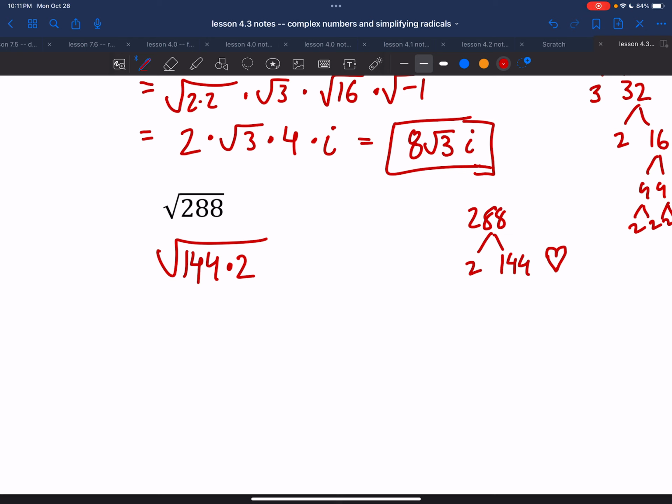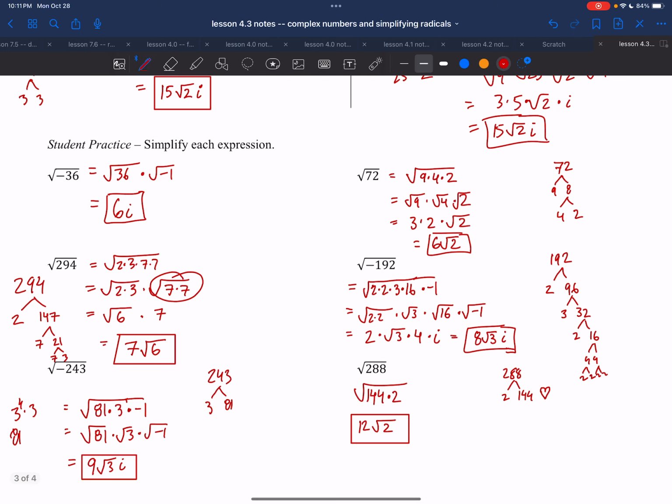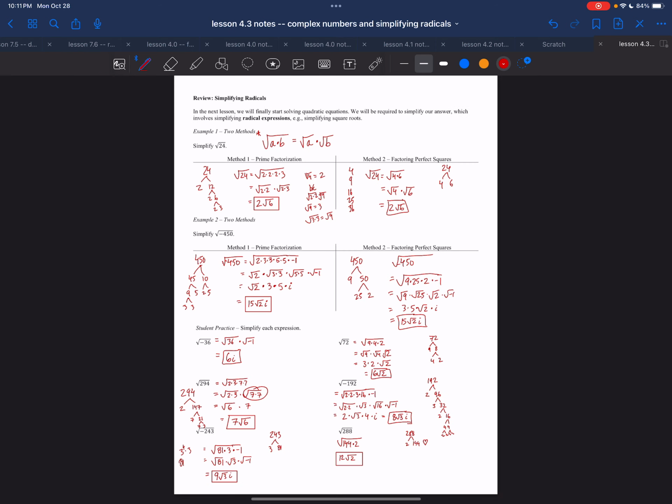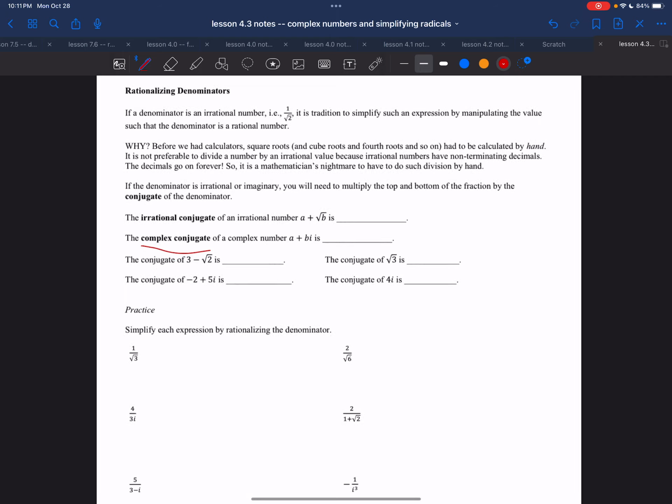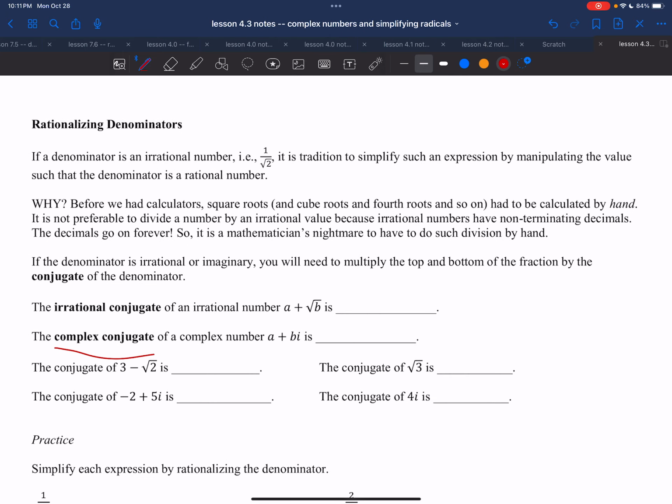Square root of 144, 12. And then there's a root 2. So you are done. Ta-da! And that is your Algebra 1 review of simplifying radicals. Hooray! Okay. Let's move on from this into some really new things, maybe.